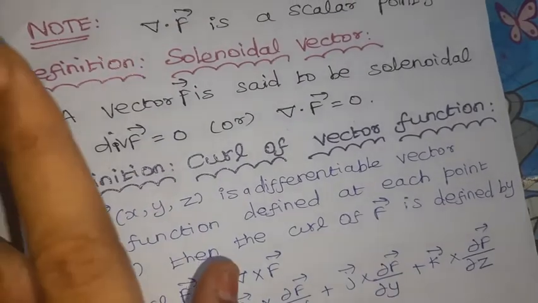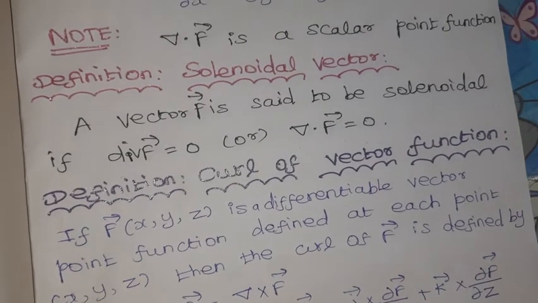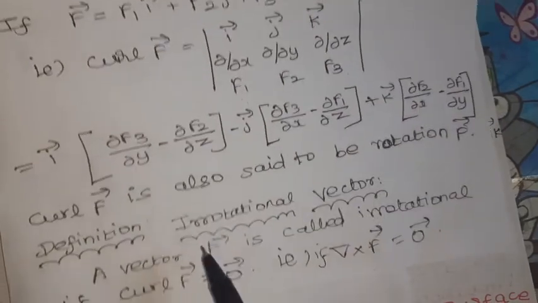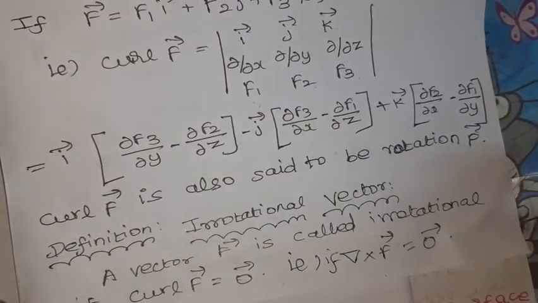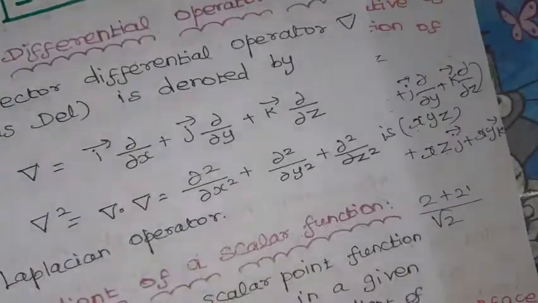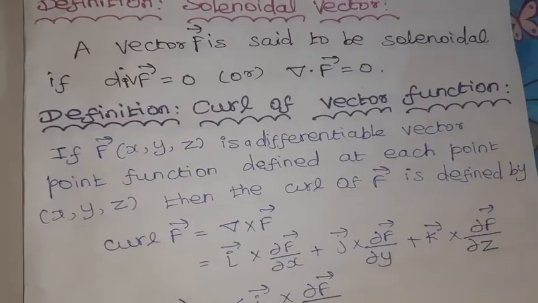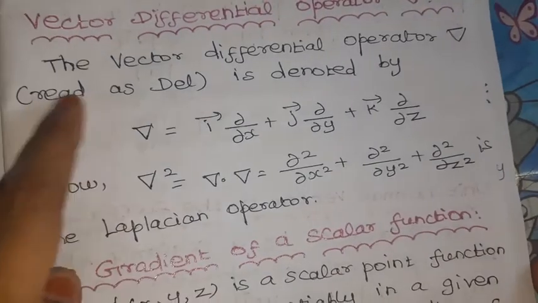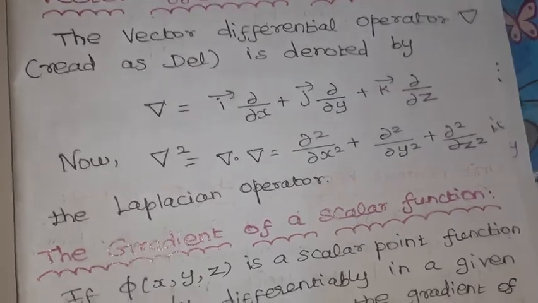Divergence is a scalar quantity. The gradient of anything, grad phi or grad f, is a vector quantity. Then, what is curl f? Curl f is also a vector quantity, because when we expand it we get a value in i, j, k form. We can end the video here, because we have seen the basic definitions and formulas: the differential operator del, gradient, divergence and curl, solenoidal and irrotational, and then directional derivative and unit normal.